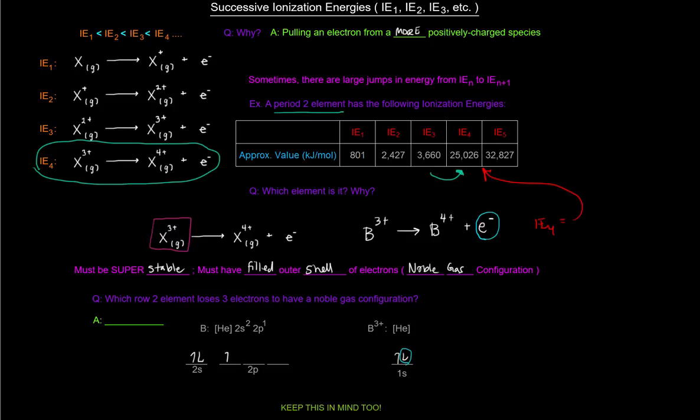It requires that amount of energy to ruin this perfect configuration. So which row 2 element loses 3 electrons to have a noble gas configuration? Well, it's boron. Because if it loses 3 electrons, it has this noble gas configuration, and it doesn't want to lose another one. That's why this 4th ionization energy is so high relative to the 3rd ionization energy before it.